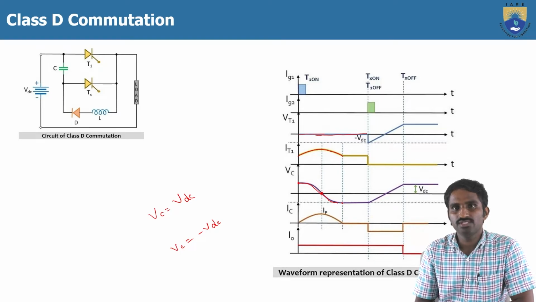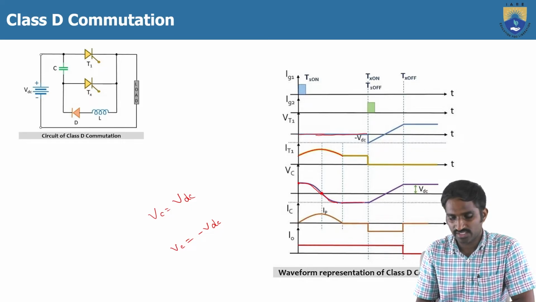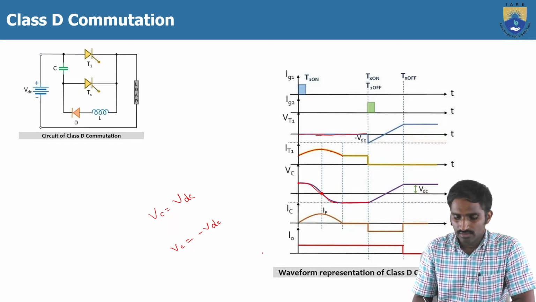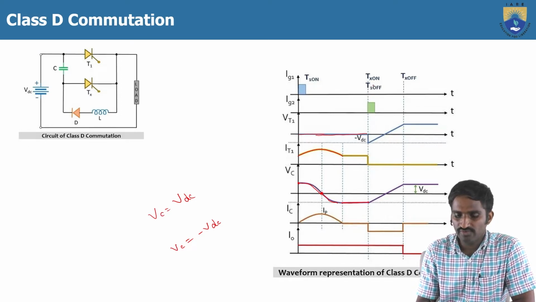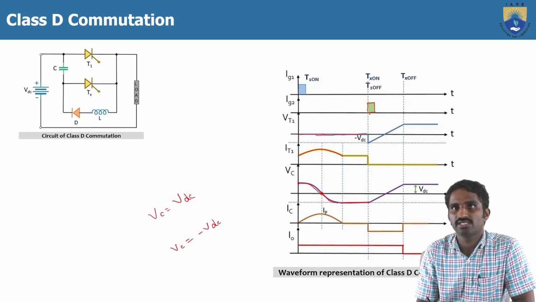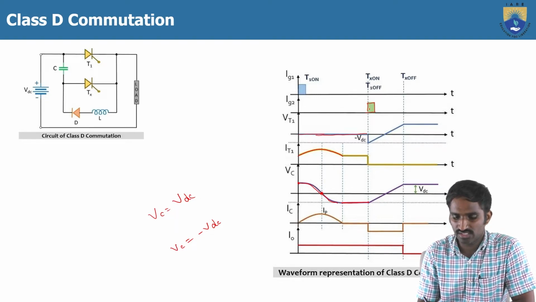After that, there is no path to discharge the capacitor. So that's why the capacitor voltage is constant up to this point, which is minus Vdc. Then at this point, to turn off the main thyristor T1, we are turning on the auxiliary thyristor Tx. That's why you can see here, in green color, the gate signal is given to the auxiliary thyristor Tx, and then the thyristor Tx is turned on.